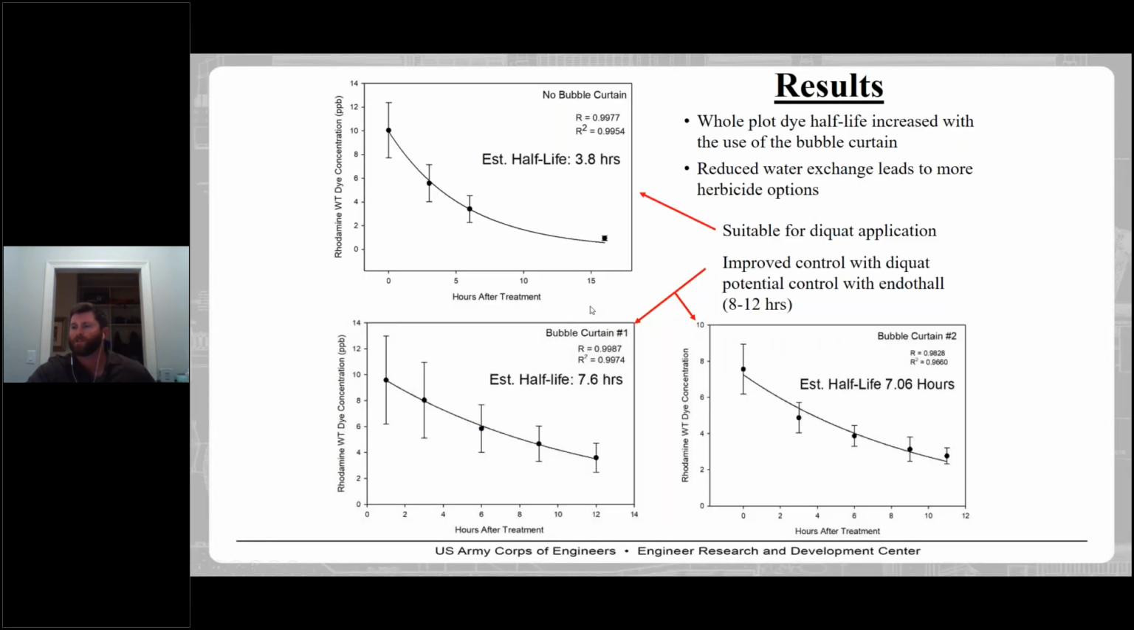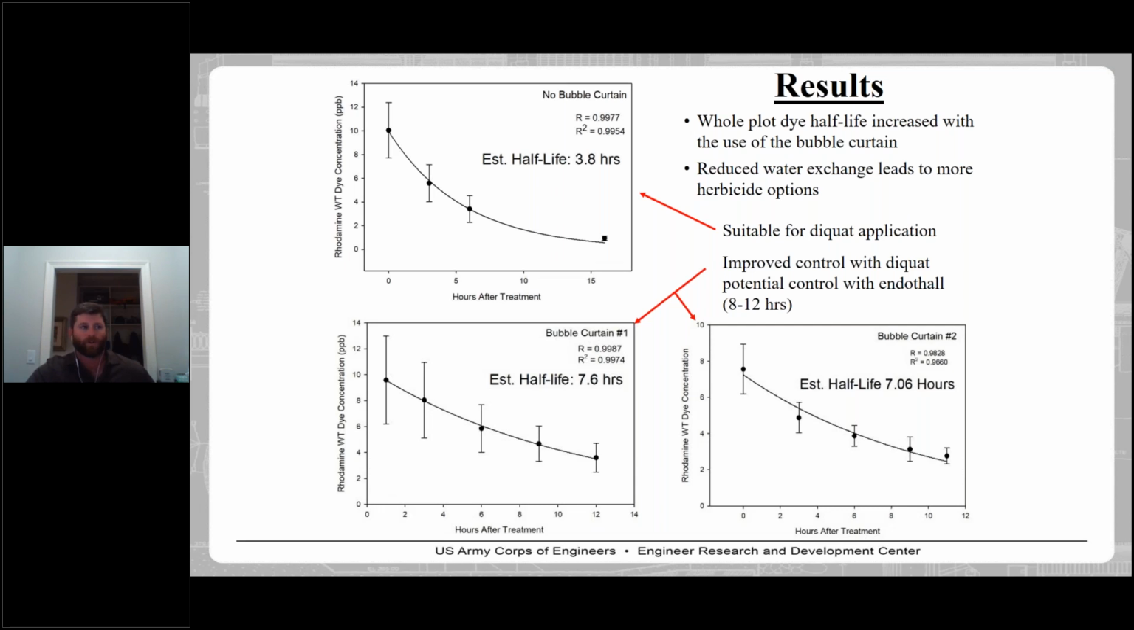Jumping right on into the results, prior to the bubble curtain evaluation, we did do a water exchange with dye and no curtain. Based off this, we had a dye half-life of 3.8 hours. So in that particular scenario, with a favorable wind, we probably would have had suitable flowering rush control with a dicot application. Dicot's often used when you're under very rapid water exchange scenarios.